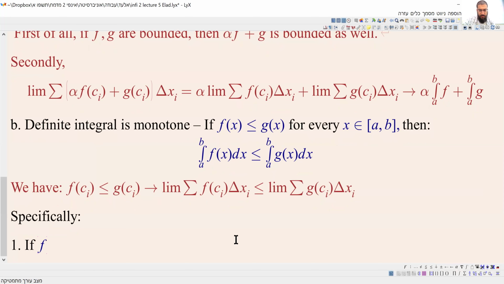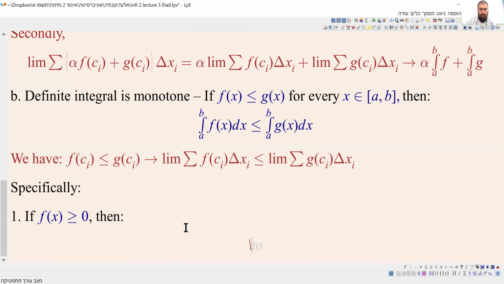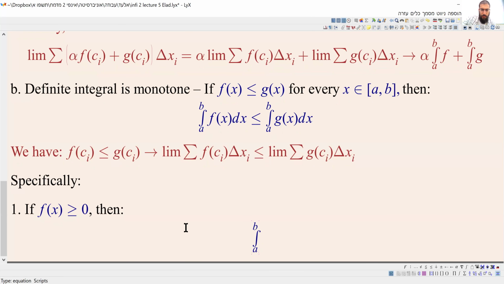Specifically, one, if f is greater than 0 for every x in the segment, then the integral is greater than the integral of 0, which is 0. And yet again, it makes a lot of sense: if the function is above the x-axis, the area is positive.